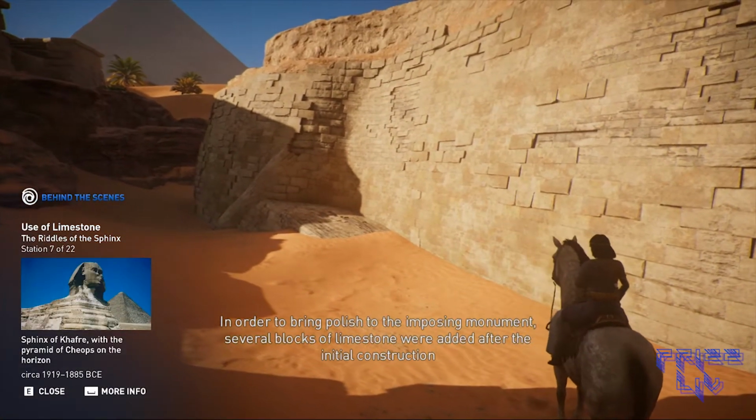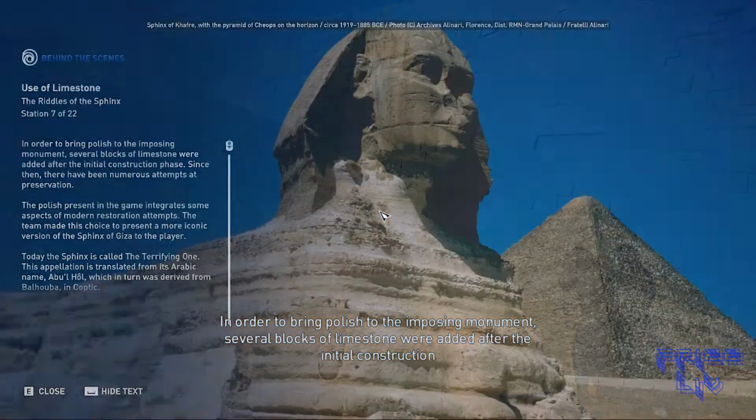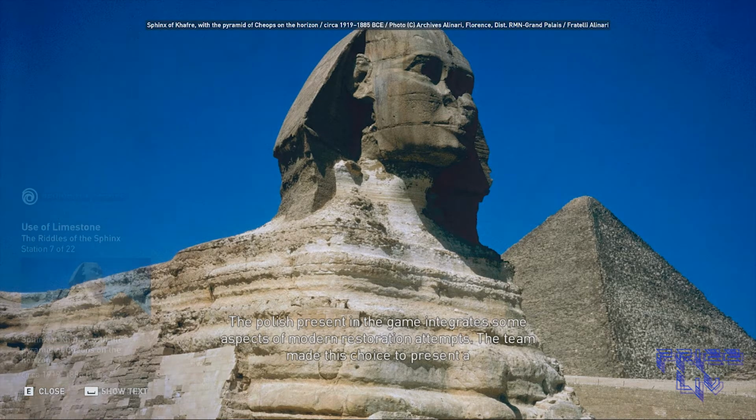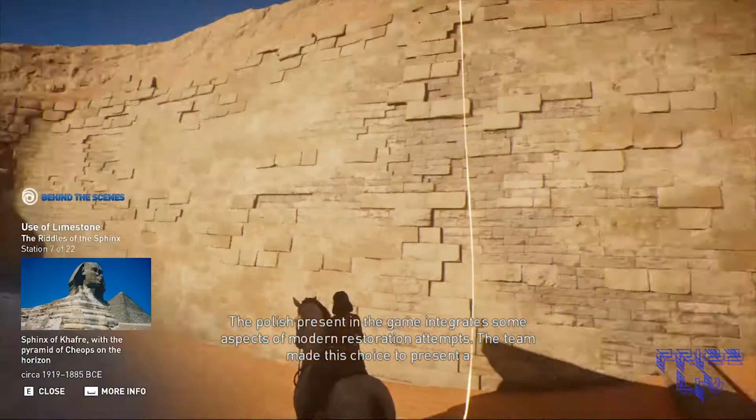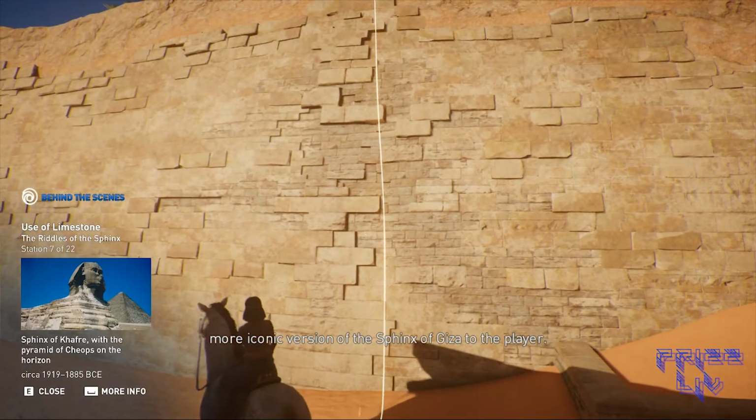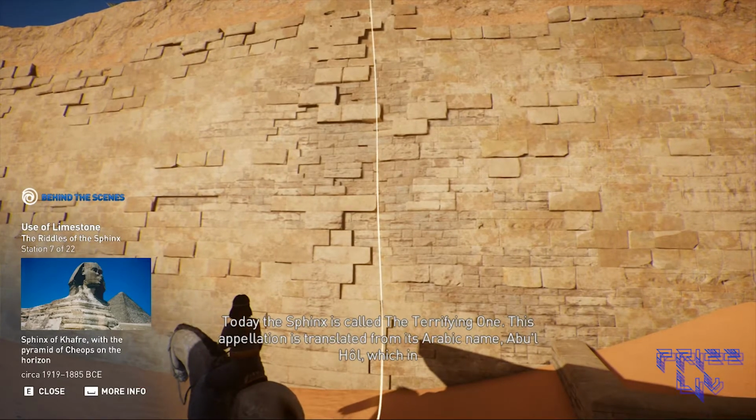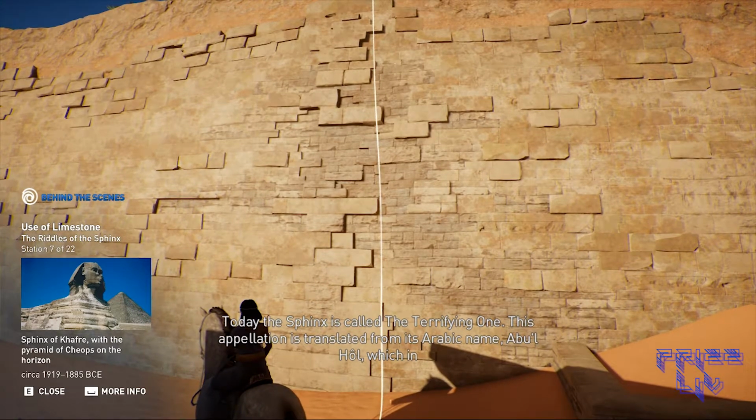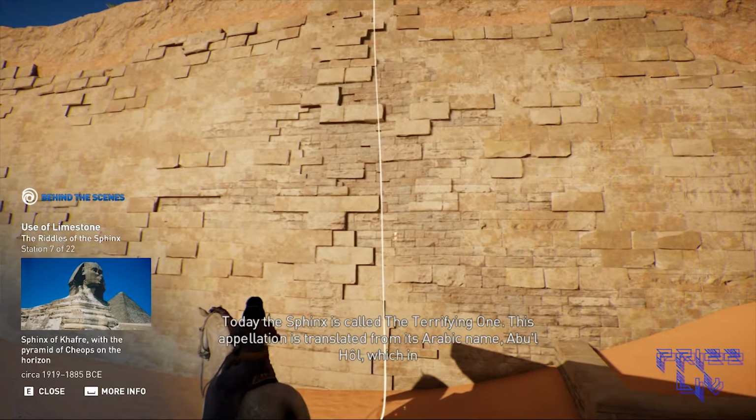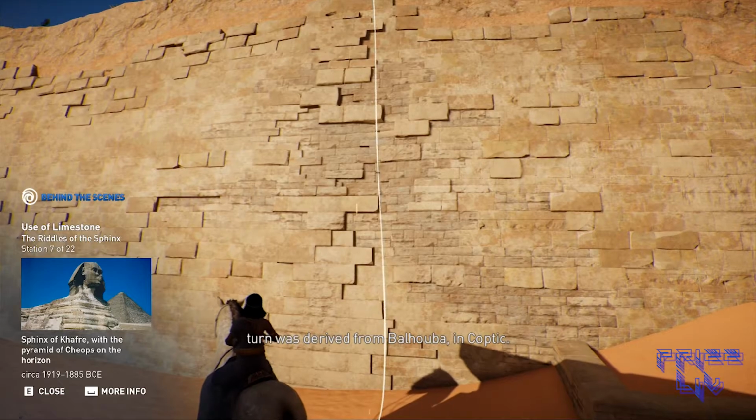In order to bring polish to the imposing monument, several blocks of limestone were added after the initial construction phase. Since then, there have been numerous attempts at preservation. The polish present in the game integrates some aspects of modern restoration attempts. The team made this choice to present a more iconic version of the Sphinx of Giza to the player. Today, the Sphinx is called the Terrifying One. This appellation is translated from its Arabic name, Abu al-Hol, which in turn was derived from Balhoub in Coptic.